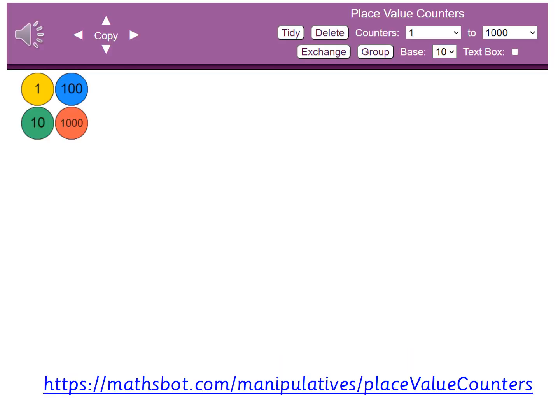Here you can see what the website looks like. In the top left corner, there are some place value counters. There's a 1, a 10, a 100 and a 1000. And you can make as many copies of these as you like.